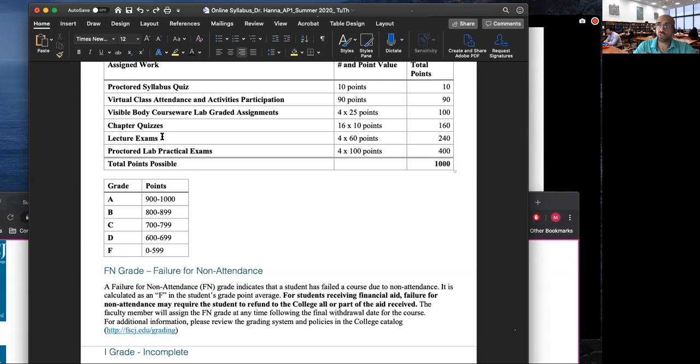We've got 4 lecture exams. Again, lecture exams are going to be due on the same 4 due dates that we've got. Each one is going to be out of 60 points. You're going to have 64 questions. So this means that you've got the chance to get 4 extra credit points on each of those 4 lecture exams. Again, this is something that I will be manually converting at the end of the semester.